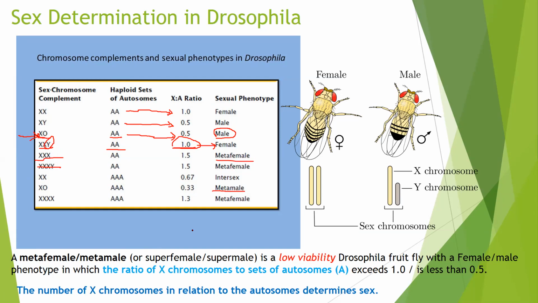As I mentioned, in Drosophila we determine their sex not based on the presence of Y chromosomes, which is the case for human beings. But for Drosophila, we need to calculate the ratio of X chromosomes versus autosomes. I hope this is clear. All right.